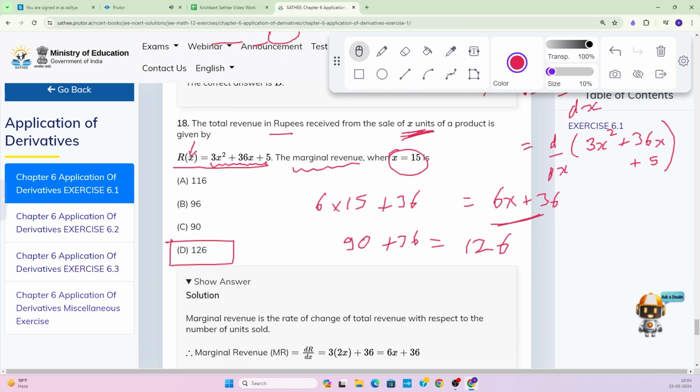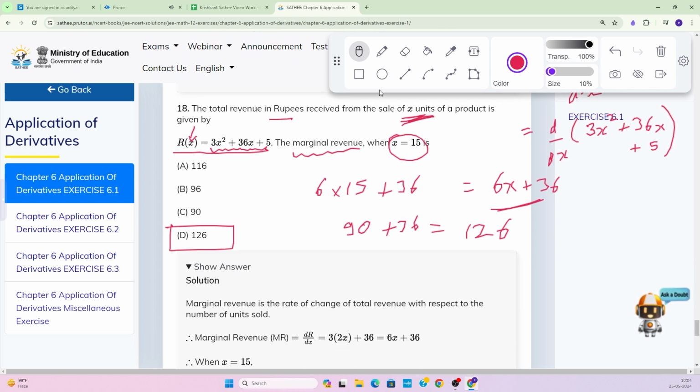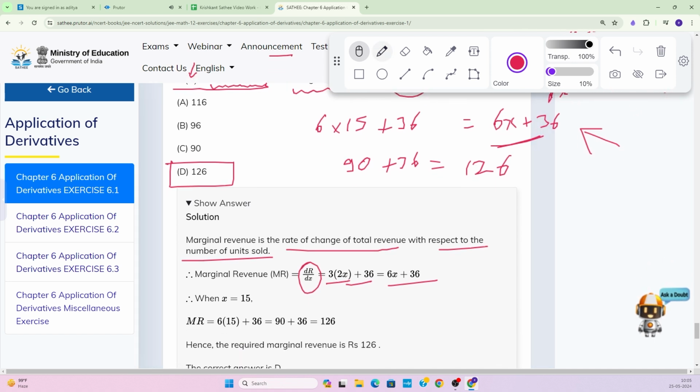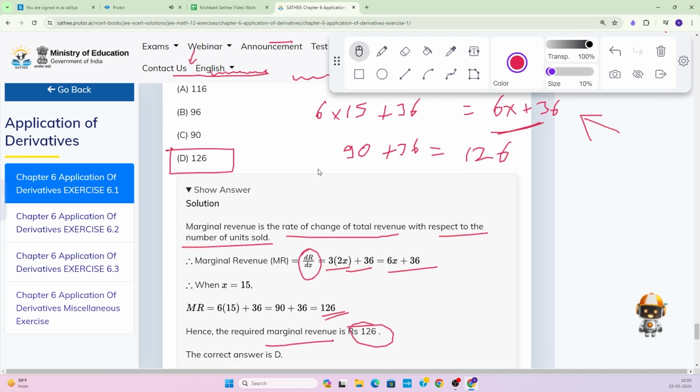So let me just see. As we discussed in the theory class, marginal revenue is the rate of change of total revenue with respect to the number of units sold. This means dR by dx, and this is the expression we got. When x is 15, just put in the x value and you will get 126. Hence the required marginal revenue will be 126 rupees. So the correct answer will be D. I hope that it is clear.